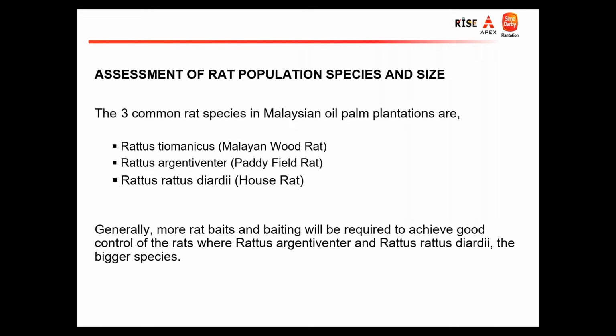So the Diardii is the biggest species. So more baits are required and more baiting grounds are needed to control. So it's more difficult. So this you will know where after the baiting ground you can spot the species of rat, then you know what to expect now. Okay. Next.